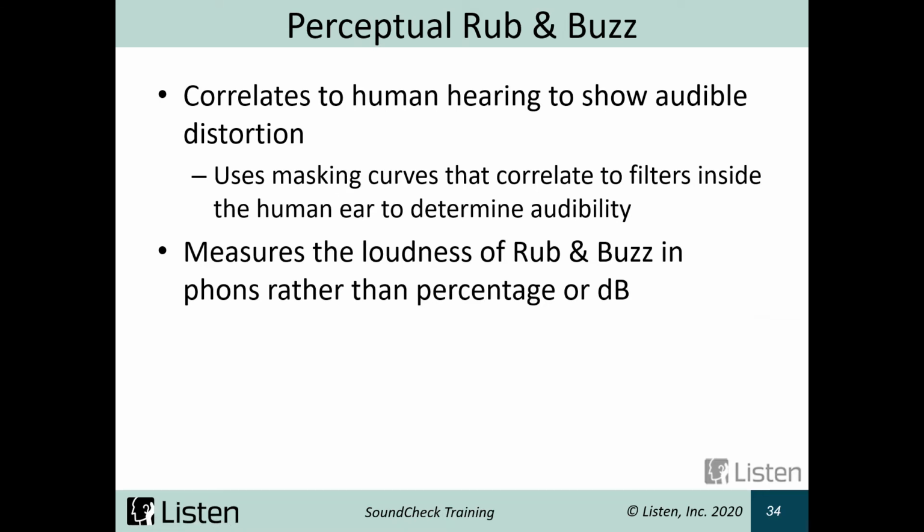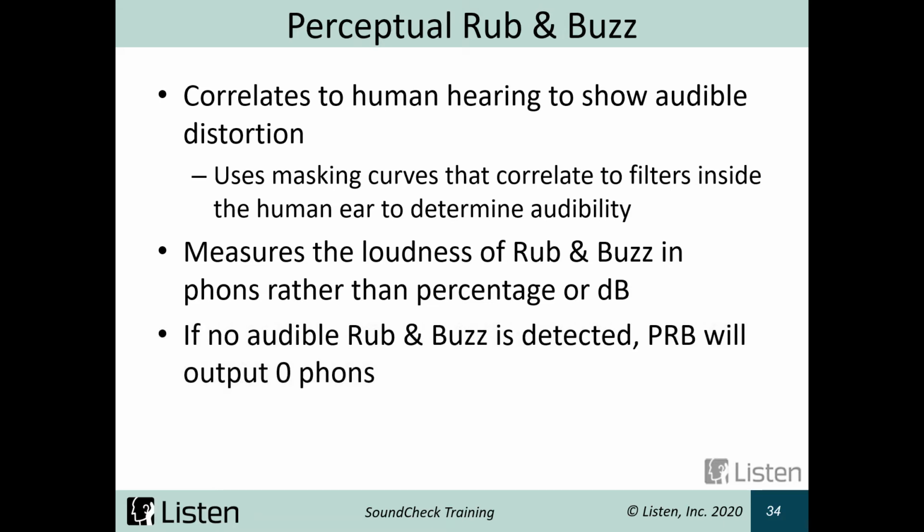The loudness of rub and buzz is in phons rather than a percentage or dB. So we're not just comparing it to the fundamental level, we're trying to say, will something be audible? There's also a threshold on this. So if we don't have any audible rub and buzz, PRB will output 0 phons.